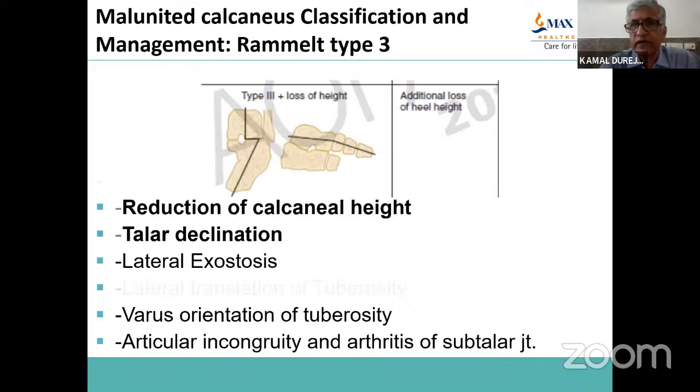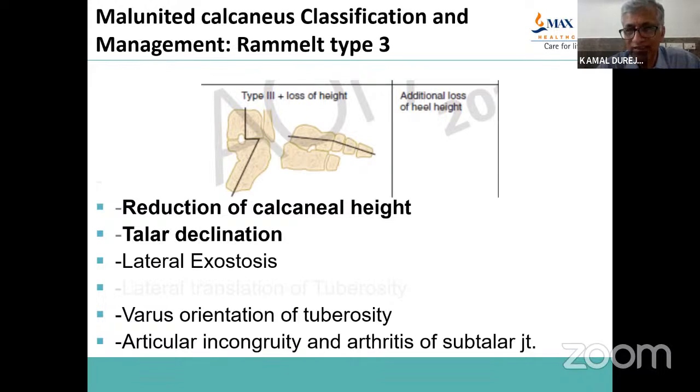Next comes type 3. Well, type 3 will have an additional thing which you have to see. This is reduction of the calcaneal height. Reduction of calcaneal height due to depression of the posterior facet will more often than not be associated with some amount of talar declination as well. So if we don't correct this height and this talar declination, the patient is always going to have a suboptimal result.